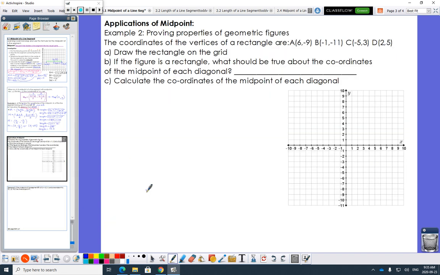They'll be like this. We are going to try to prove the properties of geometric figures. So we have the coordinates of the vertices, which are like the points of a rectangle. It says draw the rectangle. If you're given this and you have to draw it, that would be worth marks, okay? On a separate piece of paper.